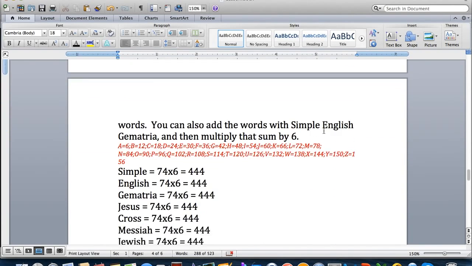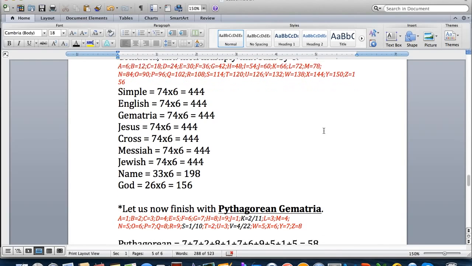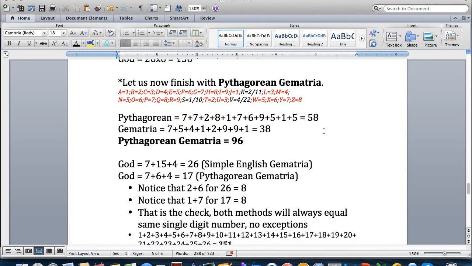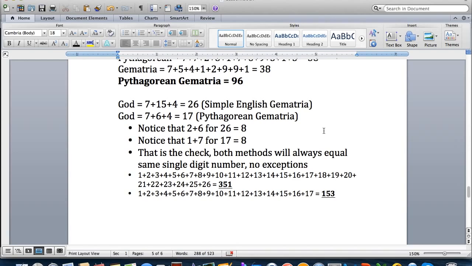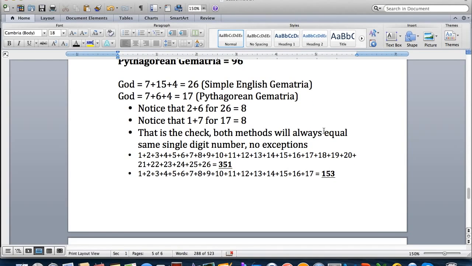But that's not all. That's not all, Truth Seeker. This is what I really want to talk about right here. If you study Gematria, in Gematria, the God number is said to be 26. This doesn't pertain to just English, it's just in Gematria in general. The God number is 26.